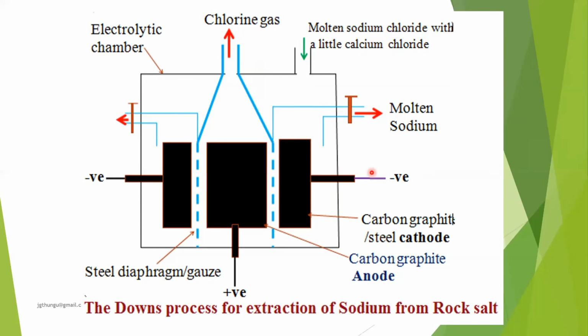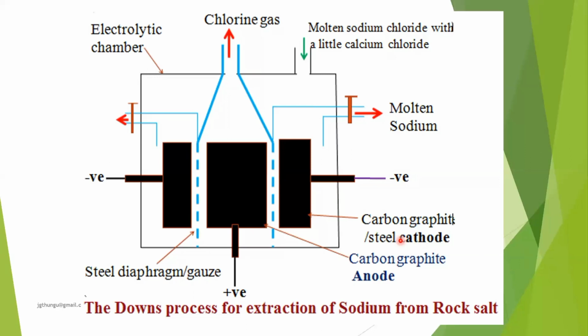Excuse me, sir. Why is the cathode made of steel? Okay, the reason why the cathode is made of steel is because, one, it is inert, does not react, it will behave as graphite.